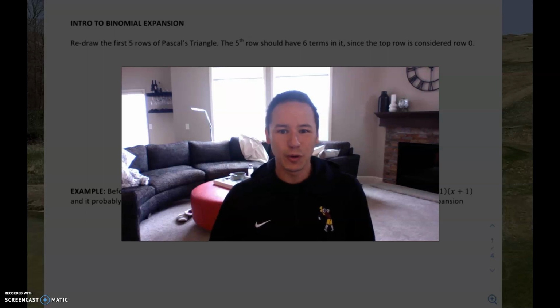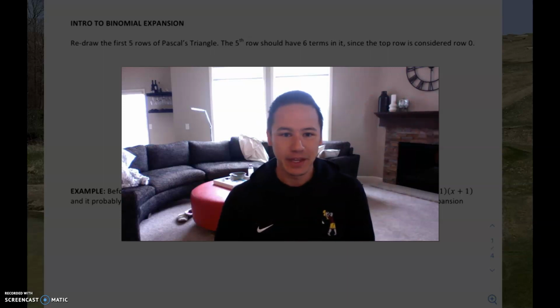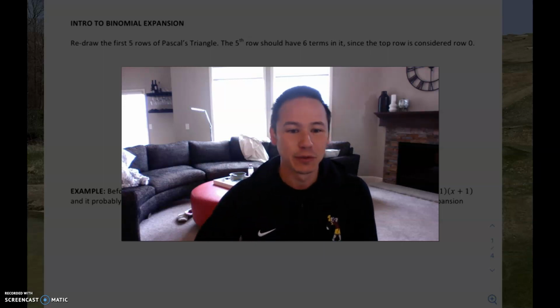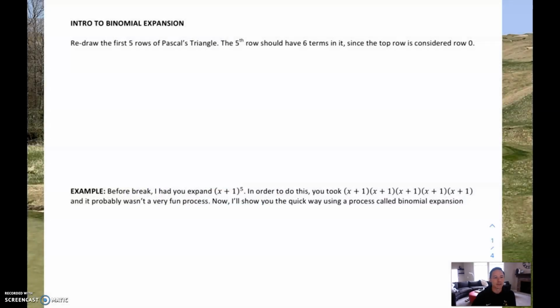Welcome to fourth quarter. We are starting the quarter with a new unit called Binomial Expansion. Basically what we're doing is we're taking a binomial, two terms, and we are raising it to an exponent. And hopefully you notice as we go through this unit, you're going to see some patterns emerge, and we're going to be exploring those through this unit. So let's get started with binomial expansion.